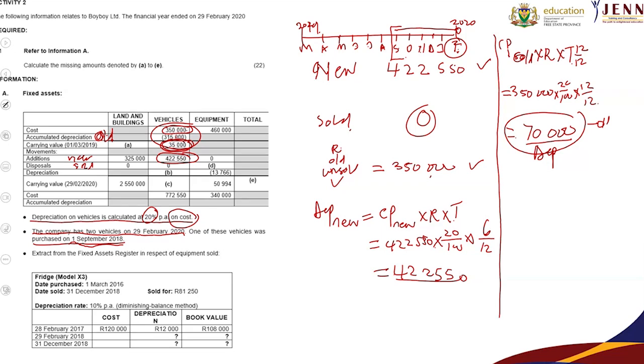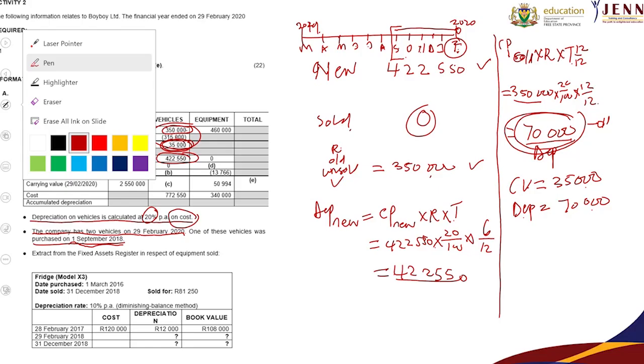Now we applied the cost price method to find the depreciation for the current year, where we said cost price multiplied by 20 over 100 multiplied by 12 over 12, right? Then the depreciation for that specific vehicle for the current year is how much? It is 70,000. How much is its carrying value at that point? Its carrying value was 35,000 at the beginning of the year, and it has lost depreciation for the current year by 70,000. Then we have the carrying value at 35,000, the depreciation at 70,000.